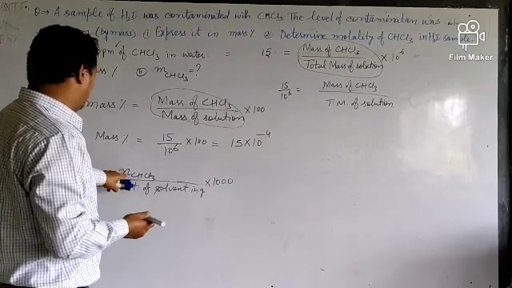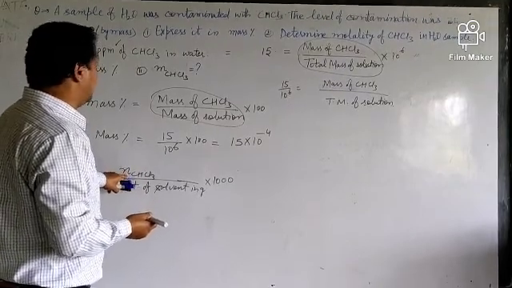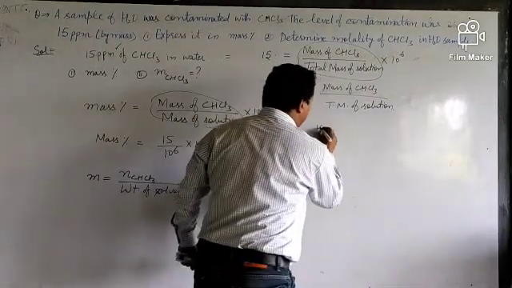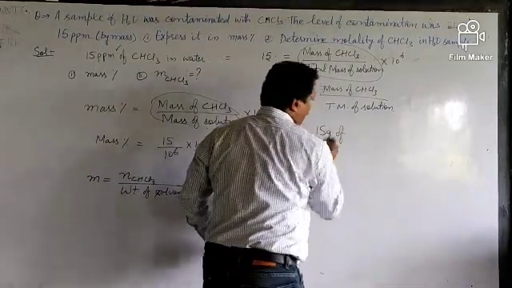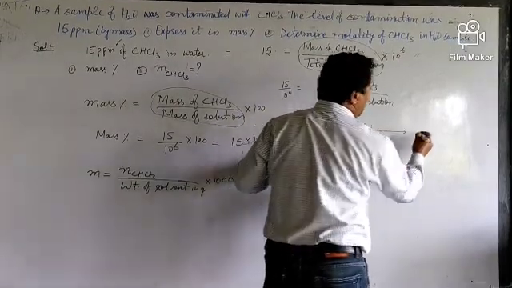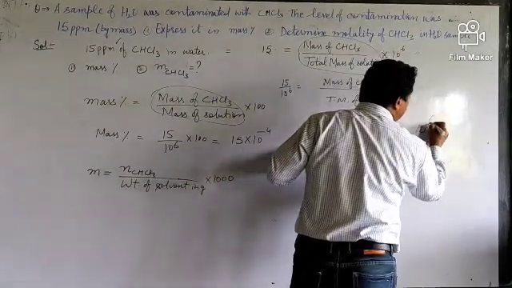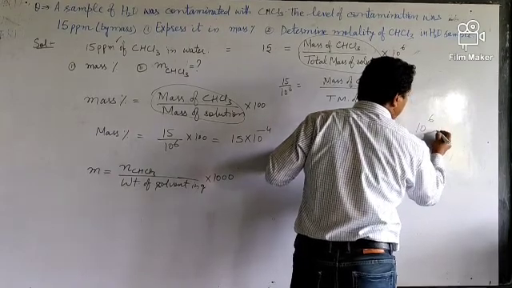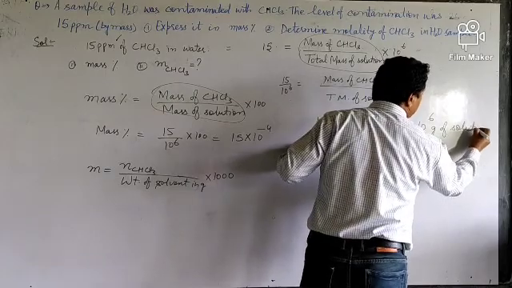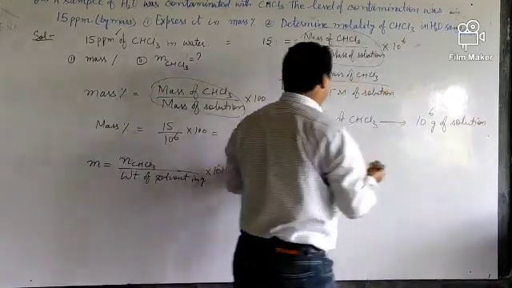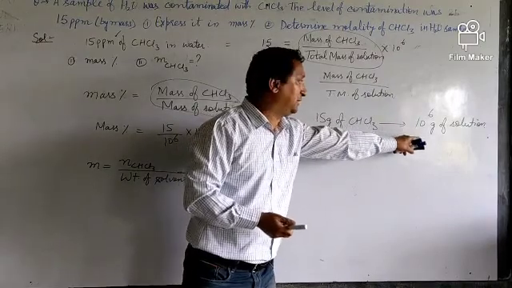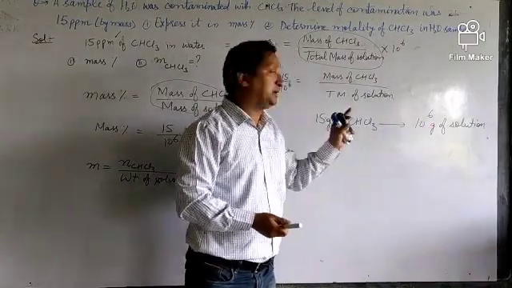Here we have been given 15 ppm. 15 ppm means 15 gram of CaCl3 has been dissolved in 10 raised to power 6 grams of solution. Okay, so 15 gram of chloroform is present in 10 raised to power 6 gram of solution according to the 15 ppm.